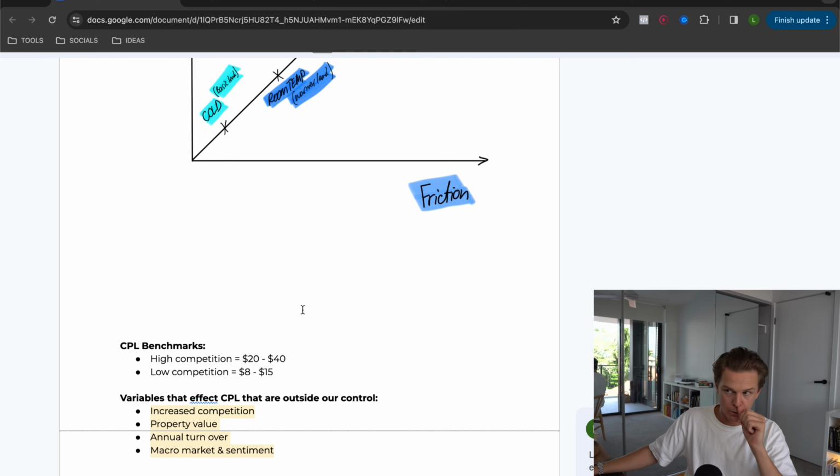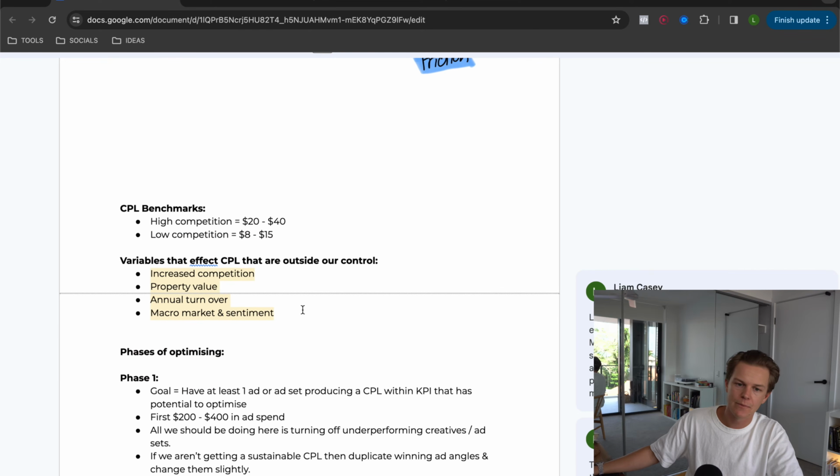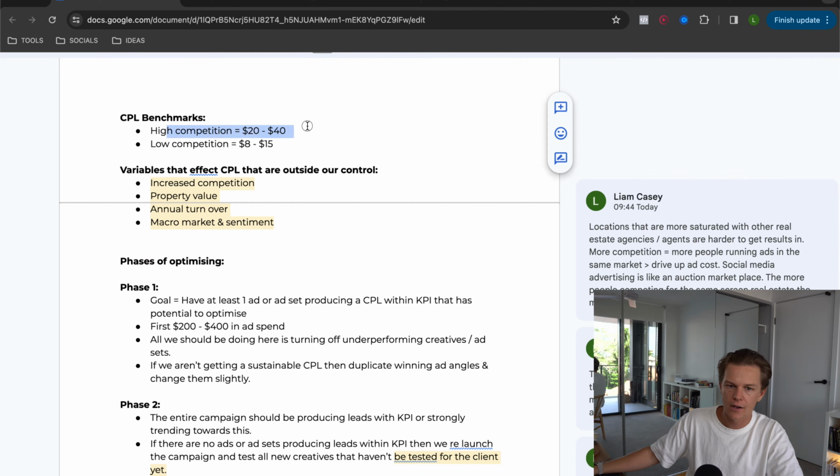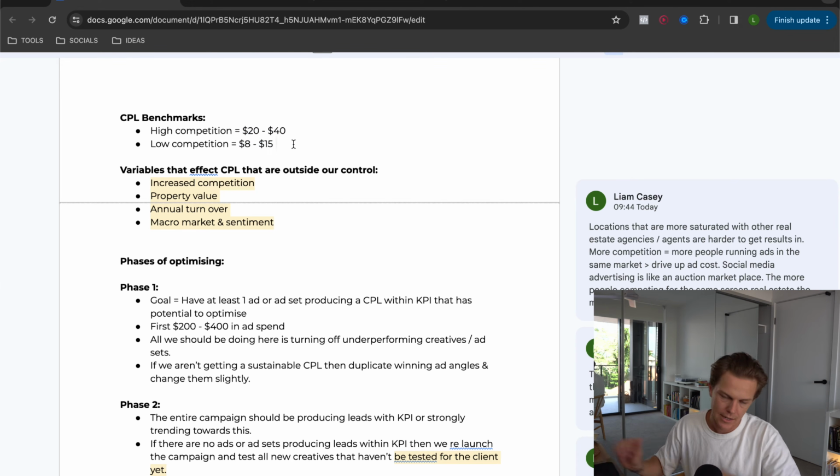Cool. So just to recap on our cost per lead benchmarks, a high competition location, your cost per lead should be anywhere between $20 to $40. A low competition location should be anywhere between $8 to $15, and I'll break down why and the variables that impact if your area should be low or high competition, because I get this question a lot from real estate professionals, and they ask, why would results be different in my area? And I'll tell you exactly why. There's lots of different variables at play.